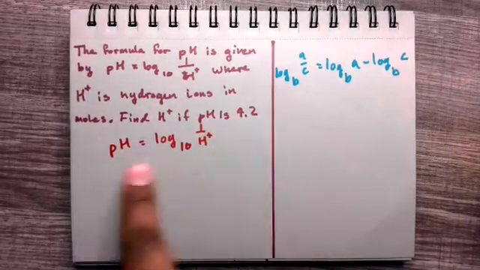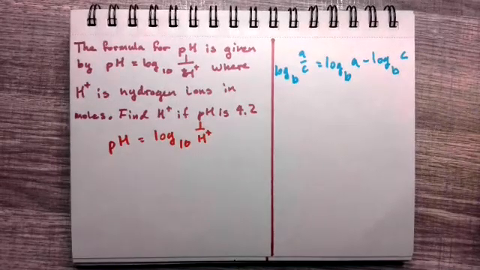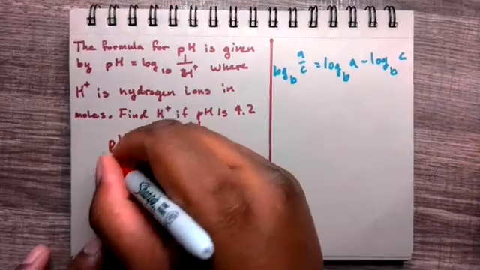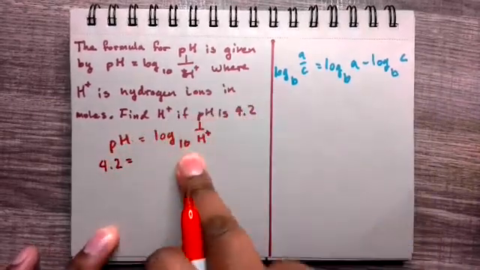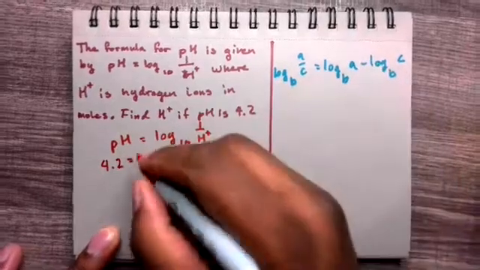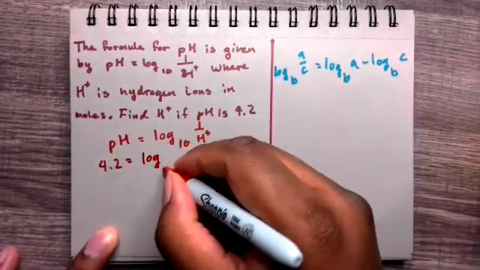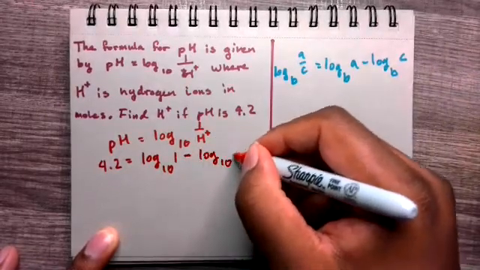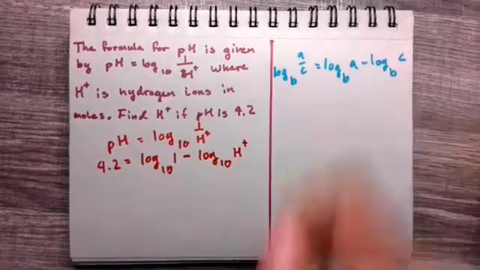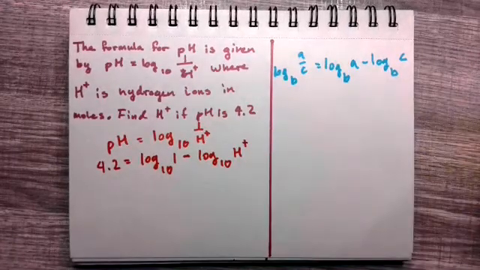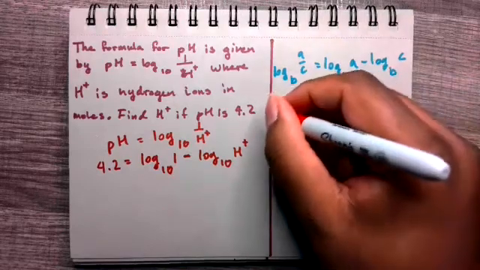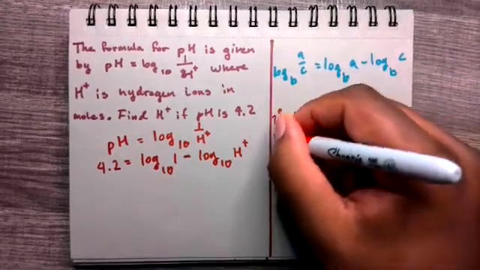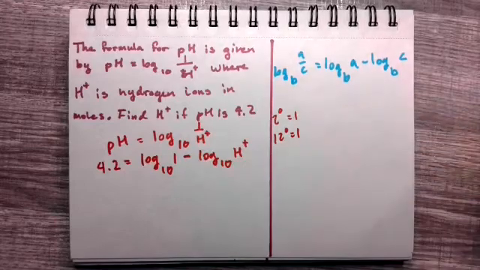We're going to take pH as 4.2, so I'm going to replace it with 4.2. So we're going to have 4.2 equals, now using this rule, log base 10 of 1 minus log base 10 of my H plus. Now, log base anything of 1 is 0, right? Because remember, way back when, 2 to the 0 is 1, 12 to the 0 is 1, anything to the 0 power is 1.